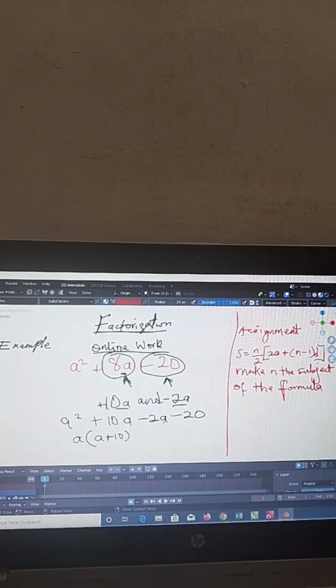Then what is common here? Minus 2 is common. What is left? a plus 10. So what is common here? a plus 10 is common. What is left? This and this is a minus 2. That does it.